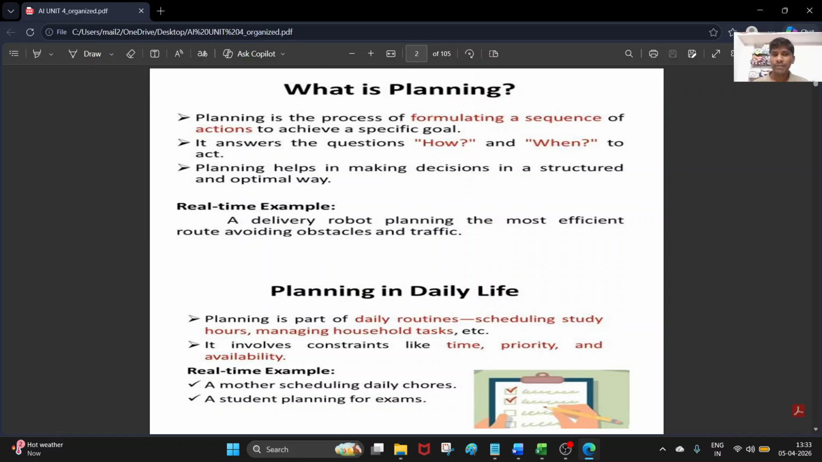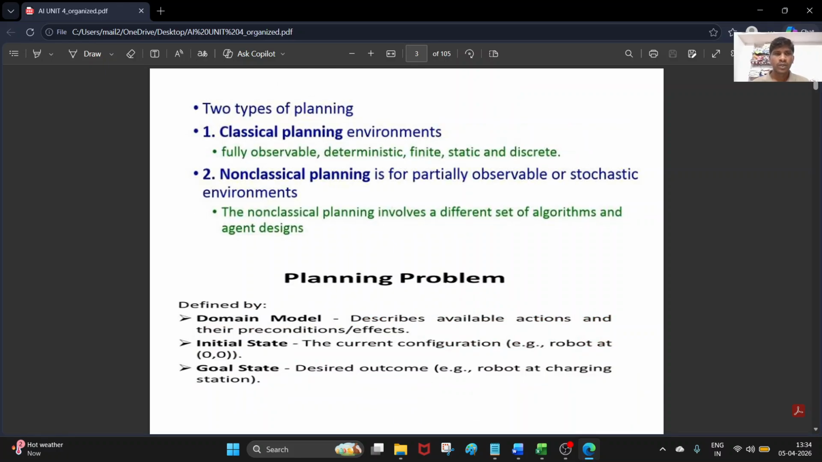For a real-time example, consider a delivery robot planning the most efficient route, avoiding obstacles and heavy traffic areas and finding a path. This is an example of planning. Next, there are basically two types of planning. It may be classical planning and non-classical planning.